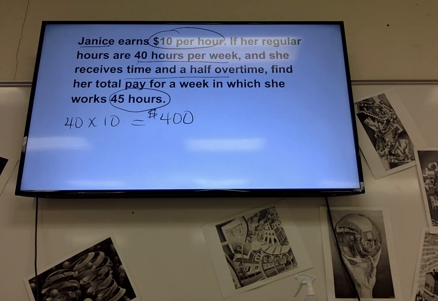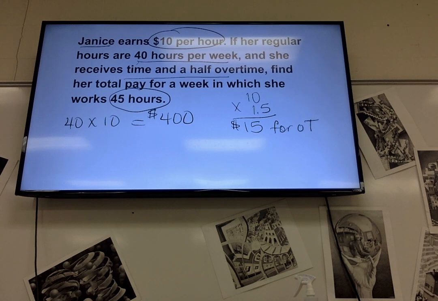How do we figure out, Angela, how much she gets paid for overtime? You multiply however much she makes in that week times 1.5. Okay, so she makes $10 per hour times 1.5. So that's $15 an hour for overtime.